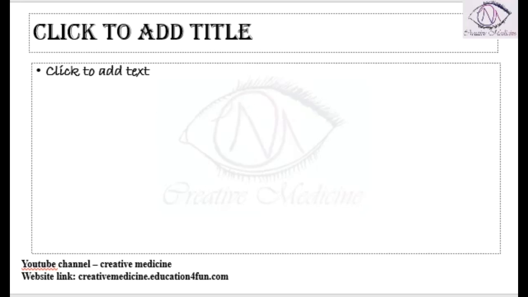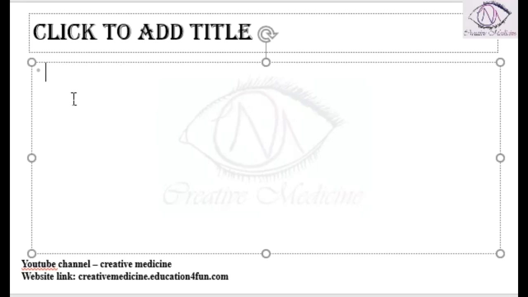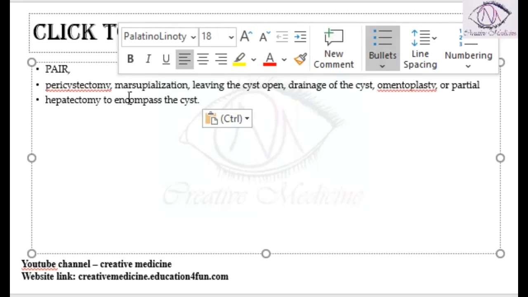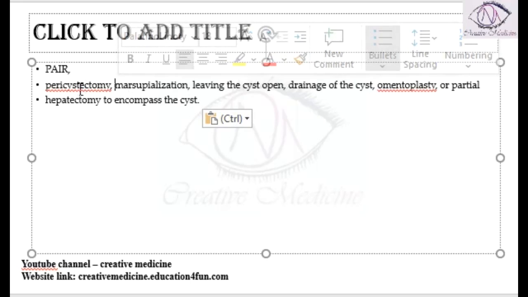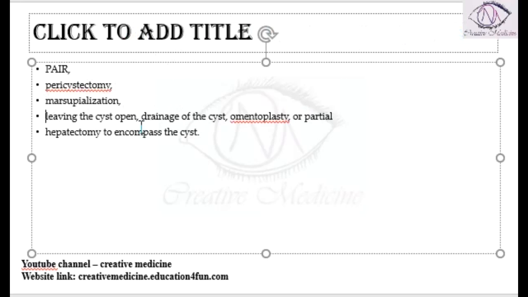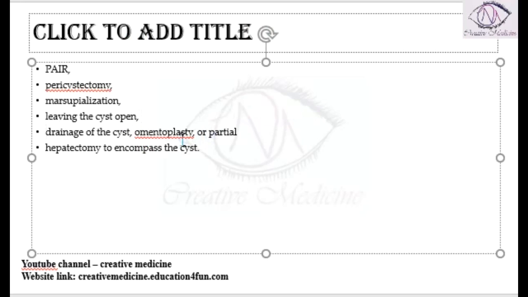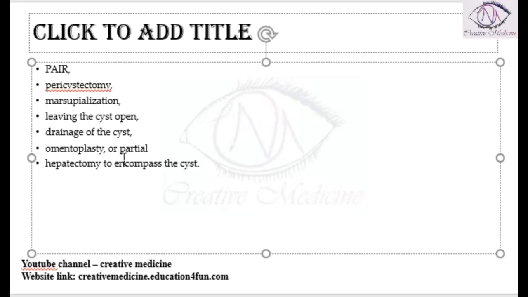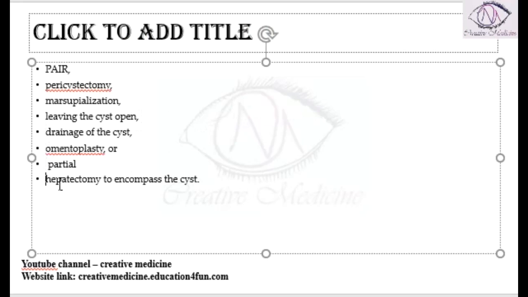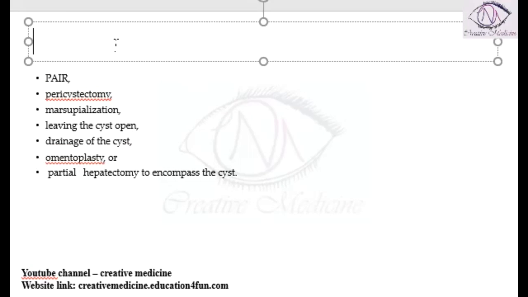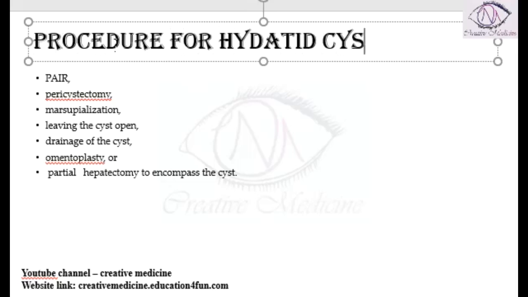So what are the treatment options available? We have the PAIR technique. What is this PAIR technique? We will learn the PAIR technique in a minute. But other techniques which are available are pericystectomy, marsupialization of the cyst. You can leave the cyst open. You can drain the cyst. You can do omentoplasty. You can do hepatectomy. All these are different procedures which can be done for the hydatid cyst.